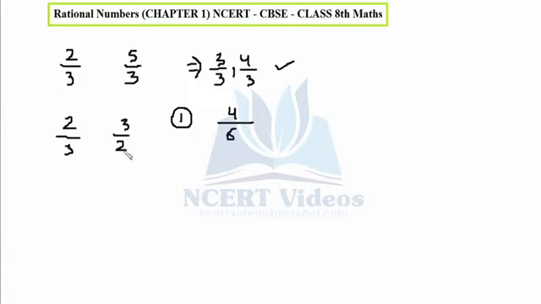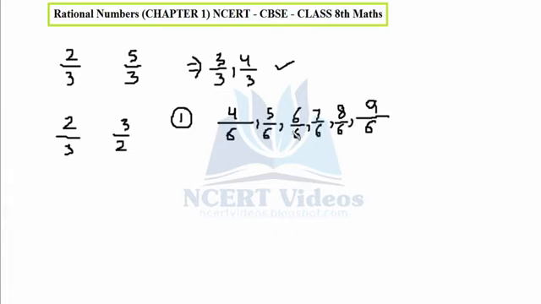And how can we write it in terms of denominator 6? By multiplying the numerator and denominator by 3, it gives us 2 into 3, 6, and 3 into 3, 9, because we do not want to change its value. So now we can easily write 5 over 6. That is a rational number between these two rational numbers. 6 over 6, 7 over 6, and 8 over 6.